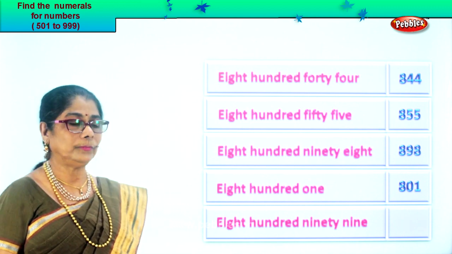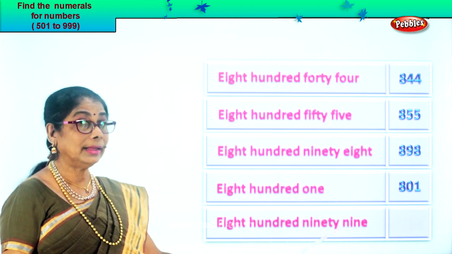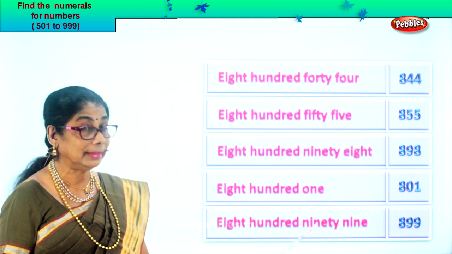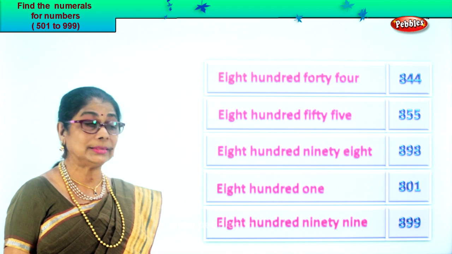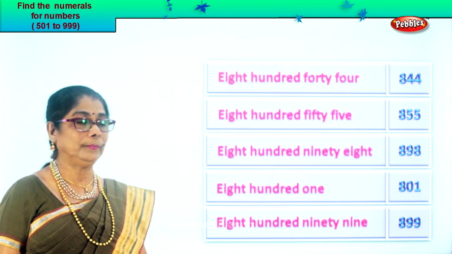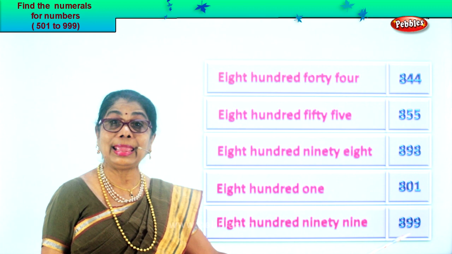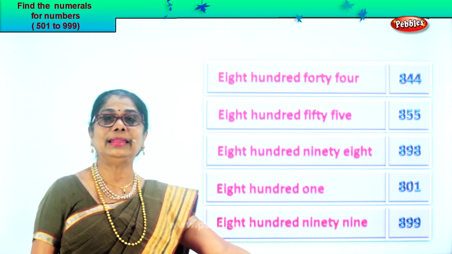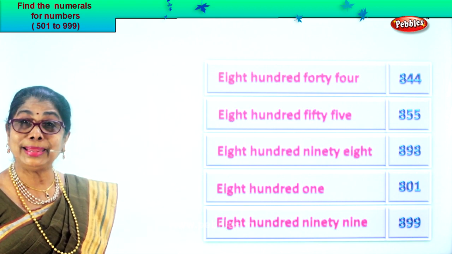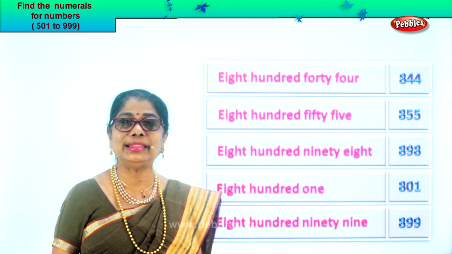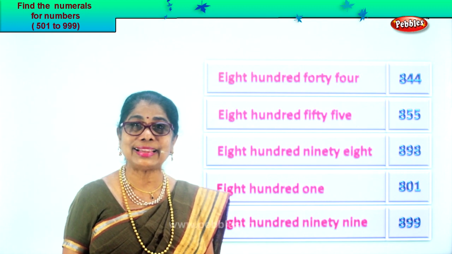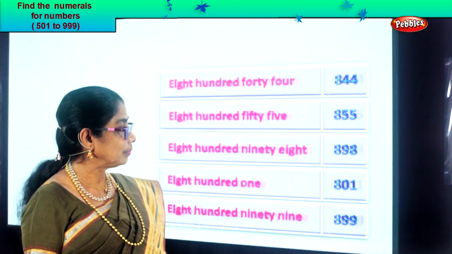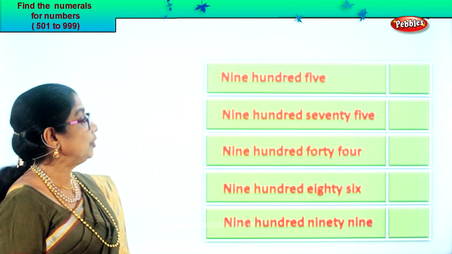899. 8 in the 100s place and 9 in the 10s and 9 in the 1s because 99. So we write the numeral as 899. We learn to read the number name and place the correct numeral in the box. Did you enjoy the exercise? Let's go on to another exercise. Look what you have. Let's read together.